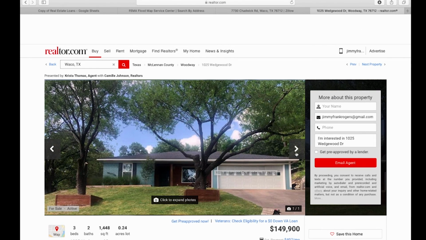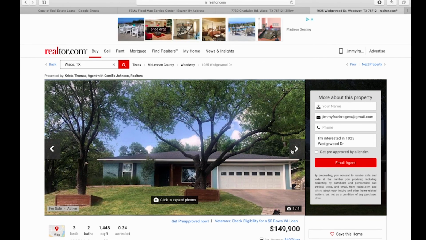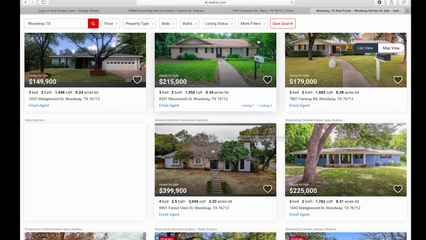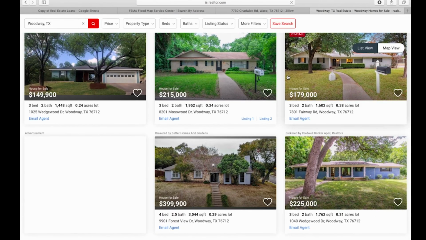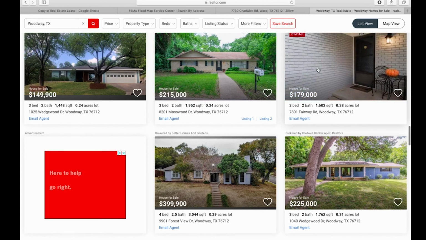Do they have any pictures of the inside? Are the other houses already rehabbed? Do they look really good? Or are they probably all original and need to have a lot of work done? These are things that you want to take into consideration as you're looking at whether your numbers, your ARV, what do you think your ARV is going to be, and how does it compare?